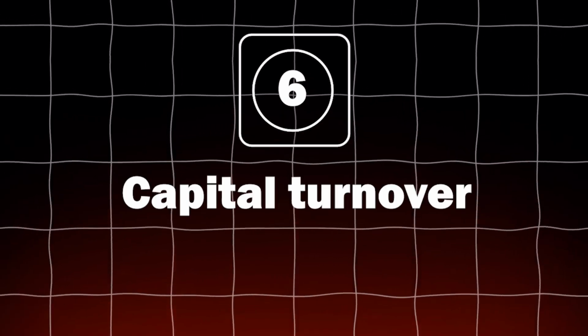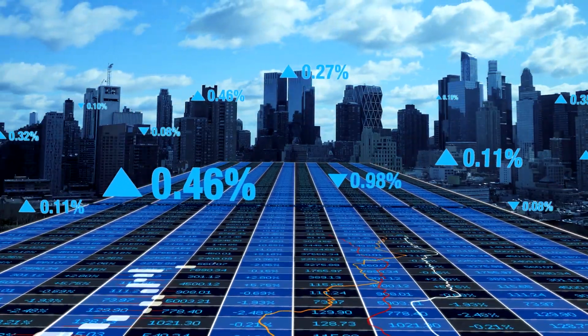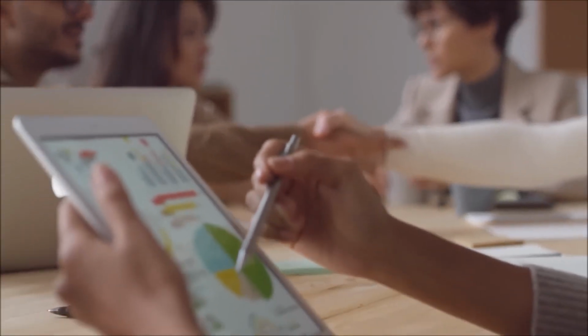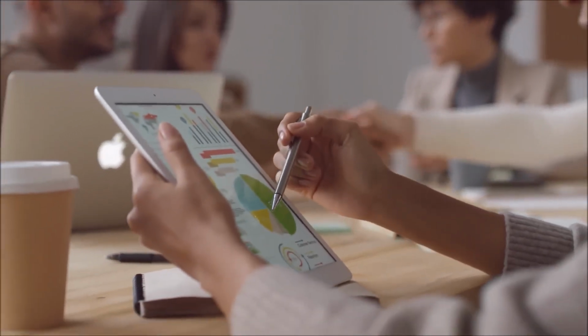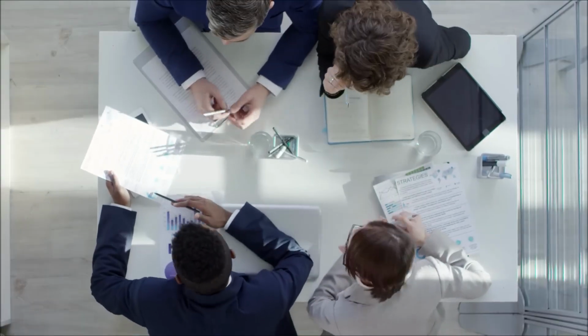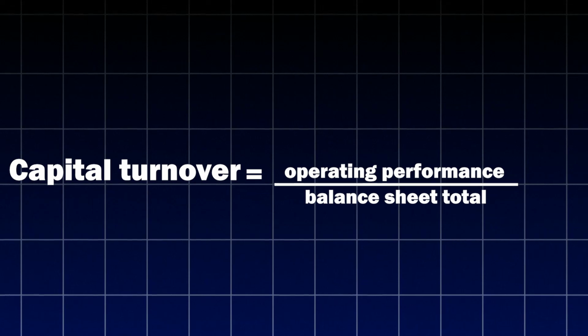6. Capital turnover. Another factor in assessing the company's earnings situation is capital turnover. This key figure measures how often the capital employed was turned over by the operating performance. The higher the capital turnover, the higher the potential profitability of the total capital, or the less capital investment is required for a certain return. Capital turnover is equal to operating performance divided by balance sheet total.